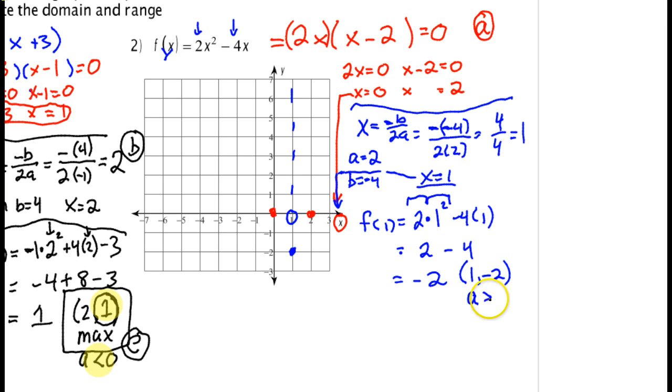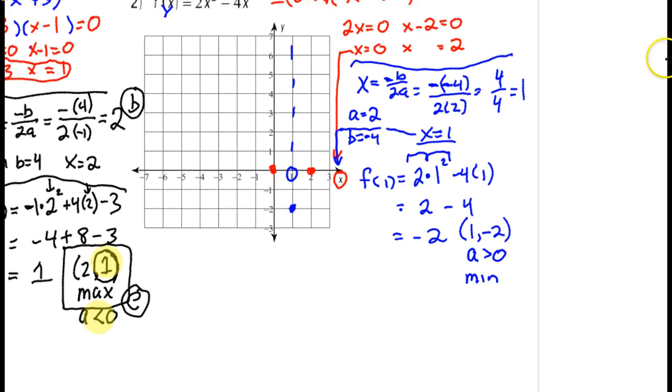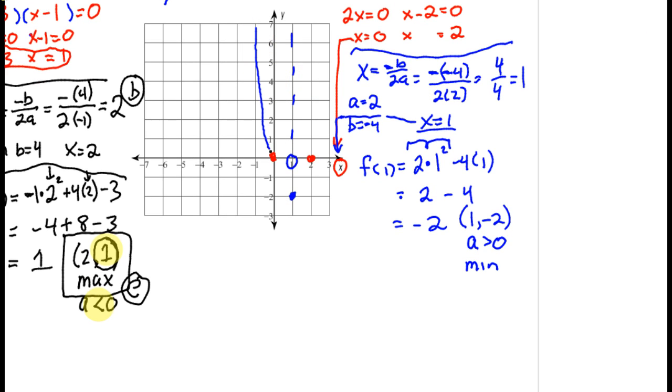A is positive, so therefore this one is a min. And when you graph it, you can see the vertex is at the bottom. Vertex is at the bottom. So this is B. This is E right here. F.